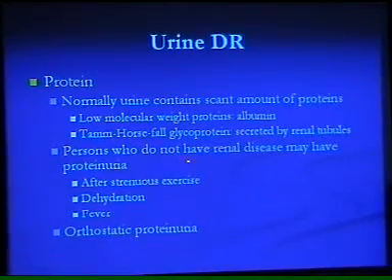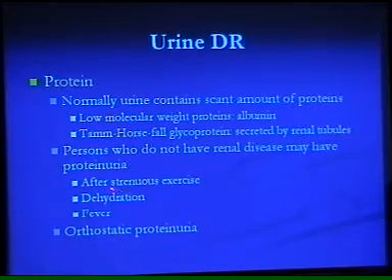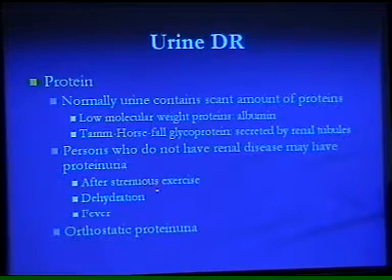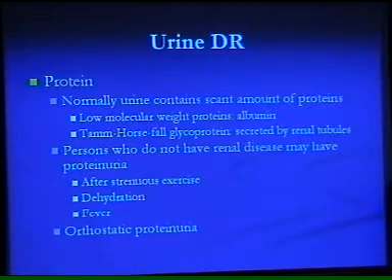Sometimes persons who do not have renal disease have proteinuria. Examples are after strenuous exercise, dehydration, fever, or any systemic illness. Another benign condition in young patients is orthostatic proteinuria, in which when the patient assumes an upright posture, the proteins spill into the urine, and when you check the urine early in the morning after he's been supine the whole night, the urine is negative for proteinuria.